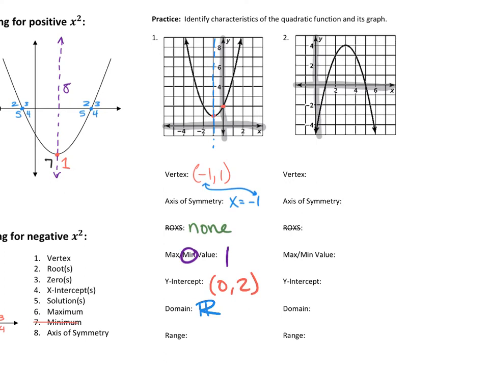Now the range is a little bit different. We know range is what letter? Y. Okay. And what's the minimum value here? Greater than or equal to 1. 1.